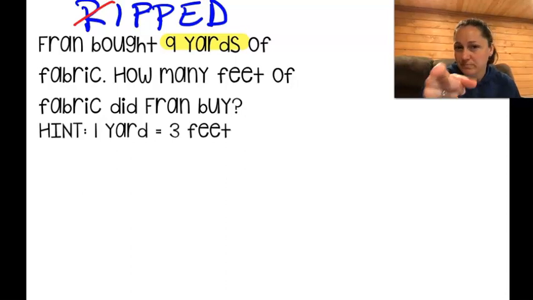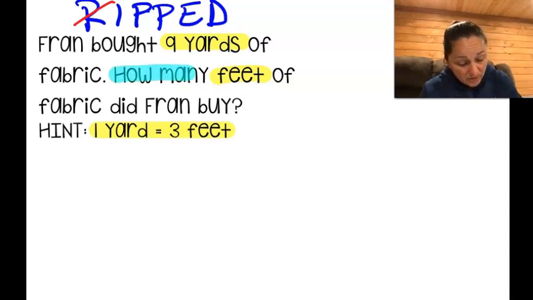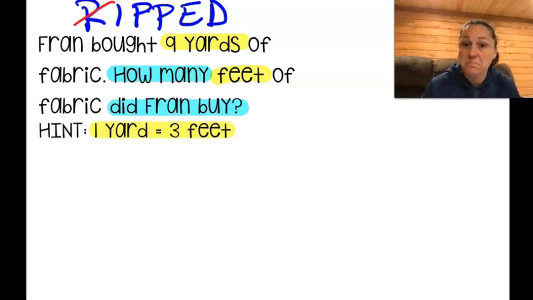So we have it in yards and we need to transfer into feet. So that's important. Now they also gave us a hint. It says 1 yard equals 3 feet. That's important. So what's the question? The question is, how many feet did Fran buy? So we need to know, how many feet did Fran buy? Okay, makes sense. So we identified our important information.